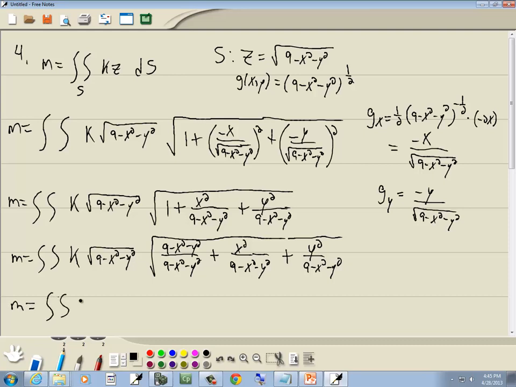Okay, I'm getting there. 9 minus x squared minus y squared. Now, since they have a common denominator, we can add together the top parts. Negative x squared plus x squared cancels. Negative y squared plus y squared cancels, and we've got a 9 up on top.